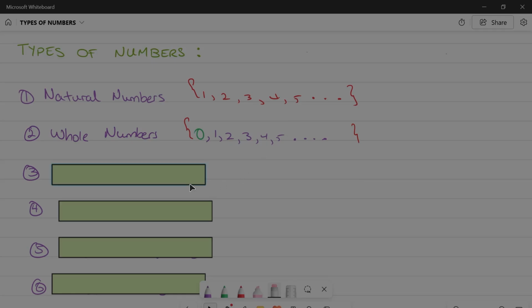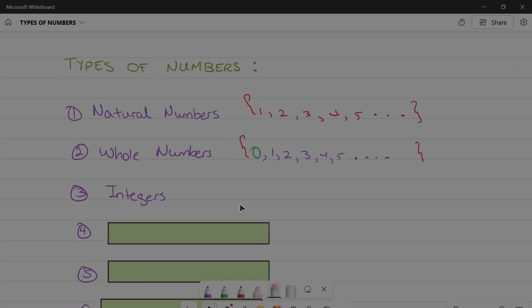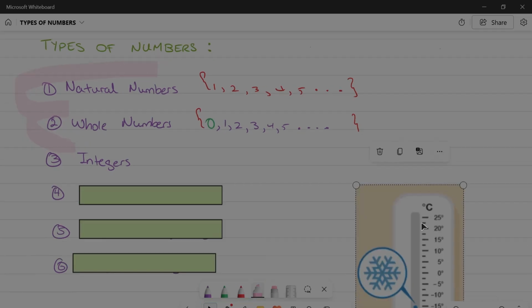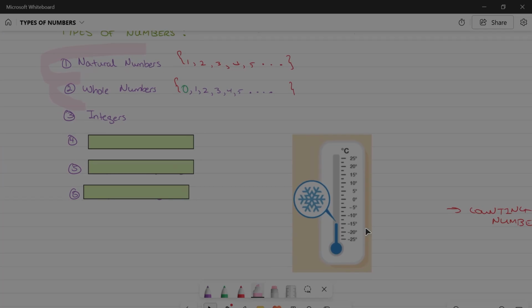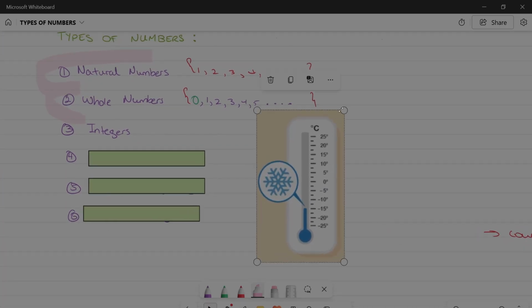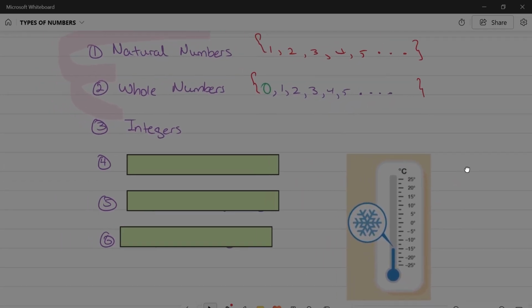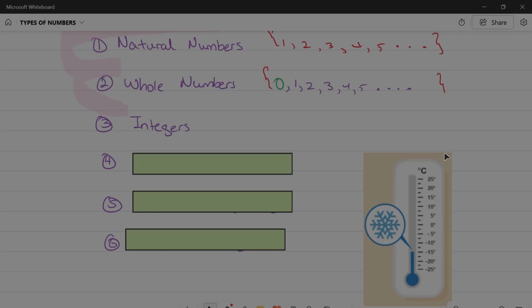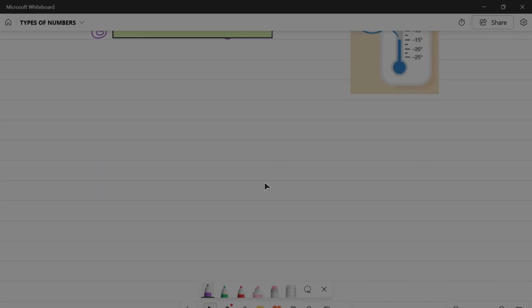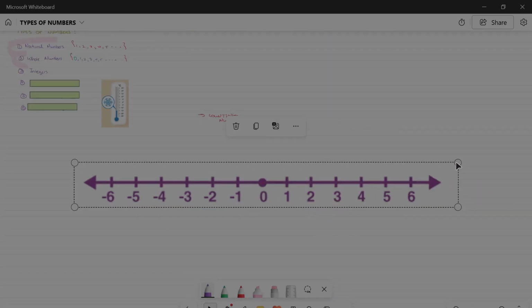So the next type of number we have now is called integers. Integers include all whole numbers and all natural numbers. When we think of integers, we can simply think of negative and positive numbers. So integers include all negative numbers and all positive numbers. For example, we can think of the number line.